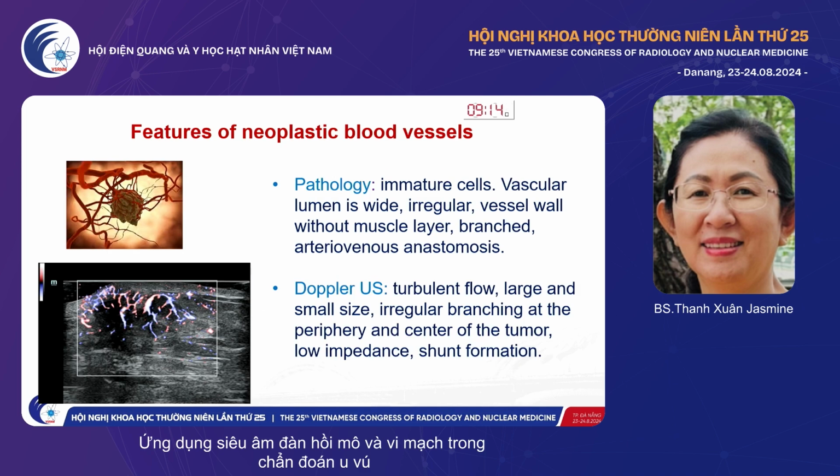We need to understand the pathology of neoplastic blood vessels. They are immature. In detail, their lumen is wide and irregular, and the vessel wall is without a muscle layer, with branches and arteriovenous anastomosis. When it comes to Doppler, these neoplastic blood vessels have turbulent flow, large and small sizes, irregular branching at the periphery and center of the tumor, and low impedance shunt formation.